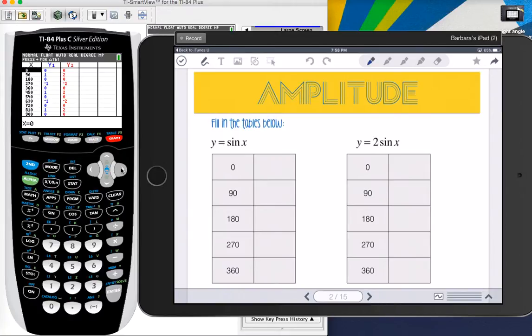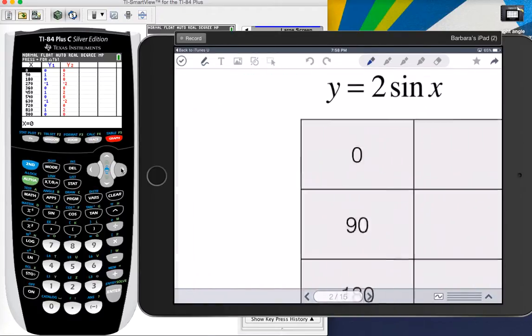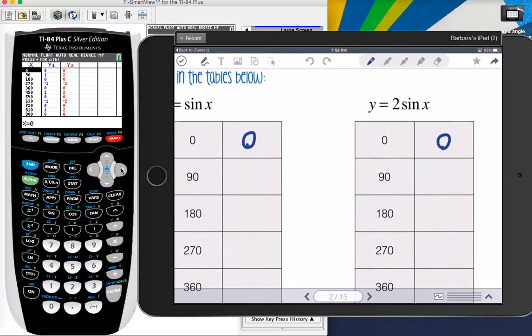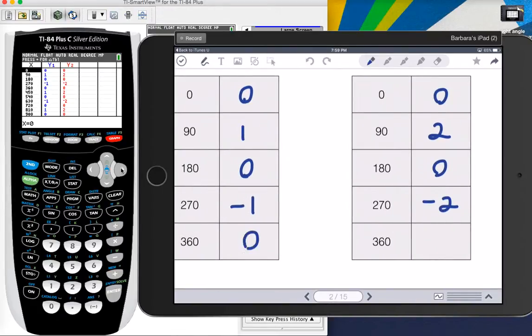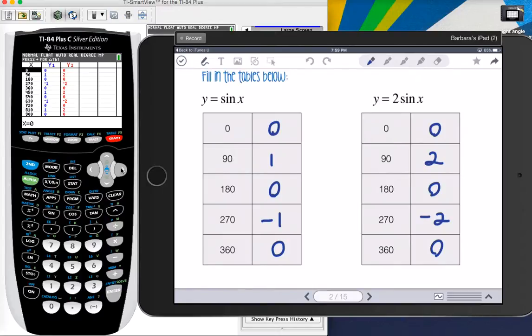Notice for both of them, sine of 0 is 0. And we have 1, but for 2 sine it's 2, 0, -1, -2, and then it comes back to 0. All right.